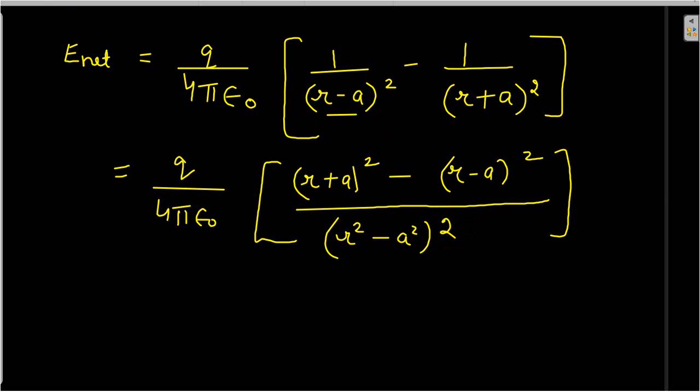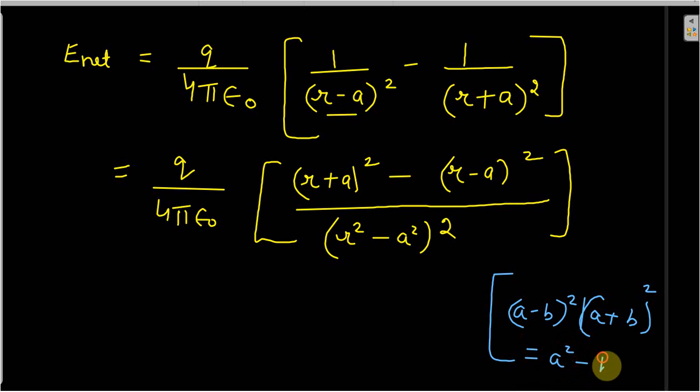As we know, there is a relation. If you have (A minus B) whole square and (A plus B) whole square, in that case you can write this as (A square minus B square) whole square of the two terms. So in the similar manner I have written there.